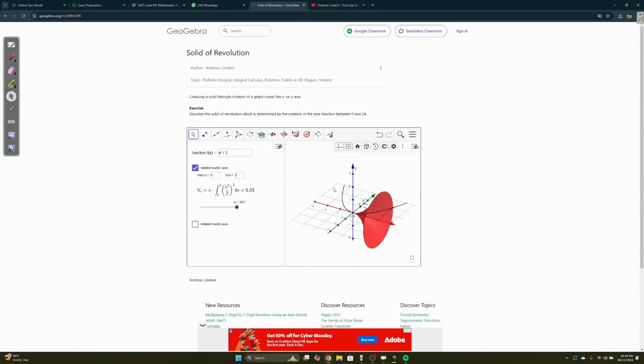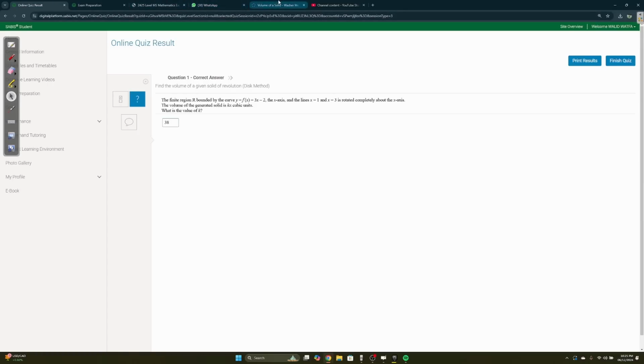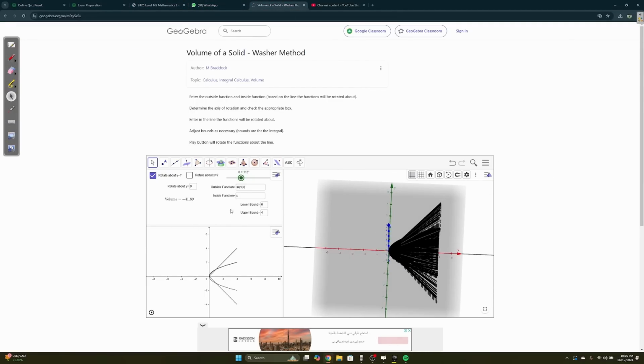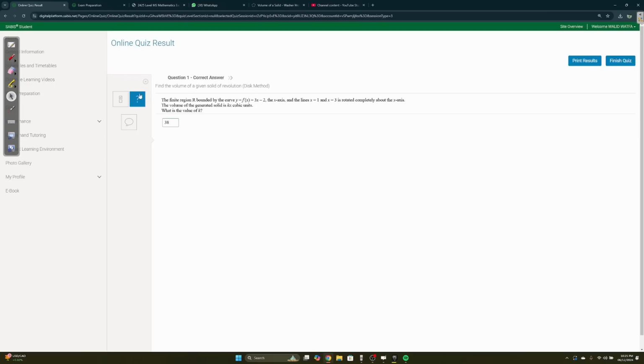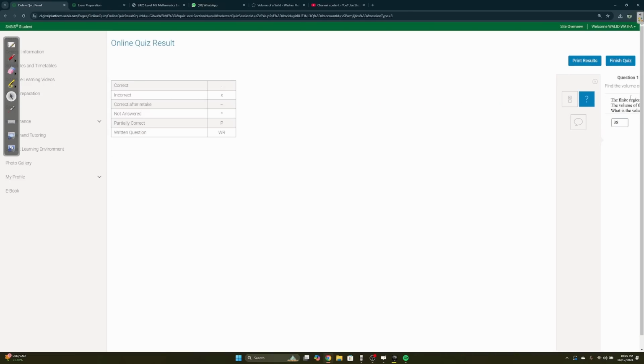It's like a circle. I want to use it, but I actually can't; it's not letting me. Let me see. I know I said I wouldn't touch on the washer method, but I found a visualization which I will go to in a second. We're going to solve the first two questions of the disk method, and then go to the washer method and explain it.